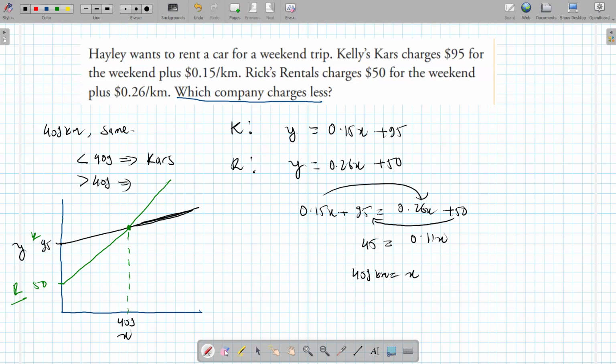So this should have been Rick's. Less than 409, go with the green one, which is Rick's. Greater than 409, now the black line is lower, so you want to go with cars. Did that make sense?